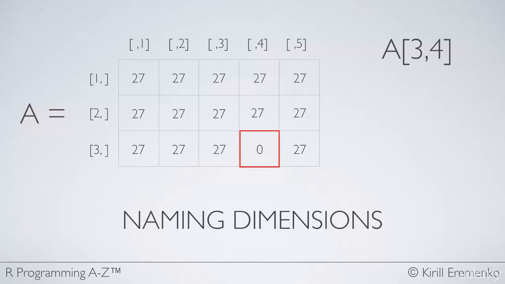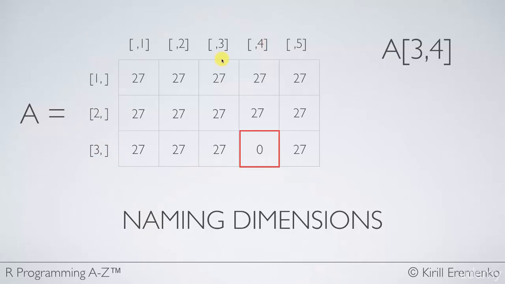So how do we access the 0? Well, from what we already know, it's pretty simple, right? All you have to do is type in the name of the matrix, which is A in this case, and then in square brackets the number of the row, third row, fourth column, and you will get your 0. But what we're exploring today is the fact that in R you can actually give your rows and columns names.